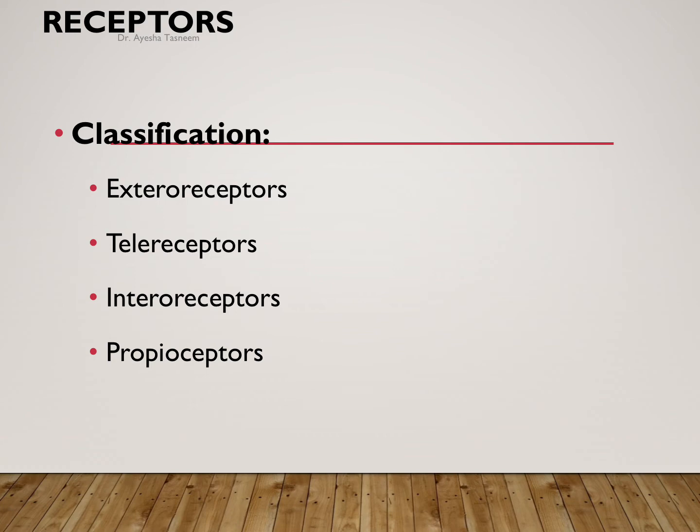Then there are interoreceptors that detect changes from within the body, like digestion, excretion, circulation, and respiration. Then we have proprioceptors that receive information from deeper parts of the body, like joint capsules, ligaments, muscles, and fascia.